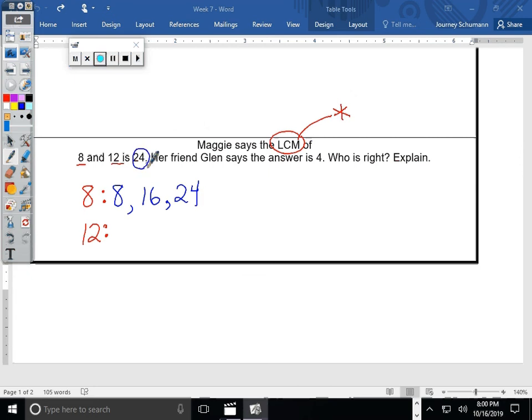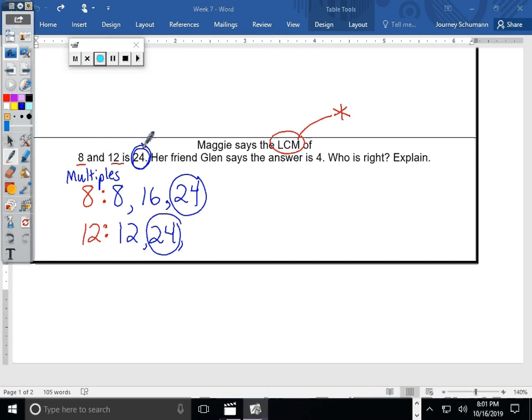I just got 24. But I have to try that also with 12 and see if it's going to check out. So I could count by 12s right now. Skip counting. 12, 24, 36. Oh, I don't have to do 36 because I noticed something. I just got 24 again. When I write out my multiples, that again is what the strategy is. It's a list of multiples. I get 24 both times. So my question is this. What is Glenn thinking? Where did Glenn get this 4 from? Maybe 4 is something else.